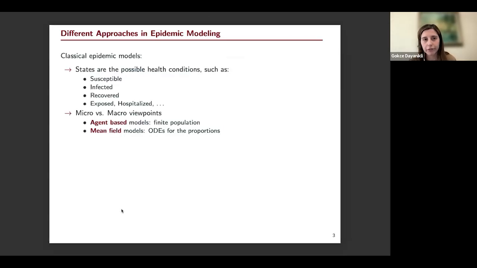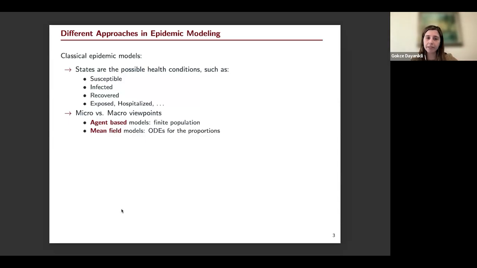Before going into the details of our model, I wanted to talk about what different approaches can be used in epidemic modeling. In the classical epidemic models, especially in math biology, people look at compartmentalized models where you look at the system dynamics from a higher level. In this case, we look at the system states as susceptible people, infected people, recovered people, and exposed people. The exposed people are those who are exposed to the illness but are not showing any symptoms. There are also micro versus macro viewpoints.